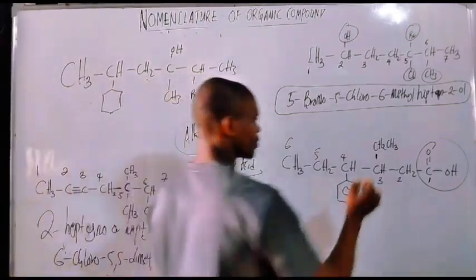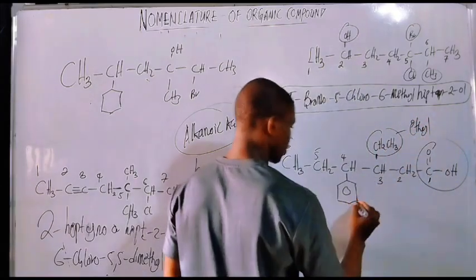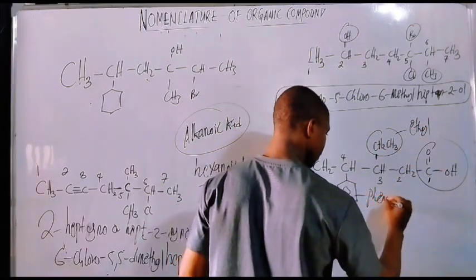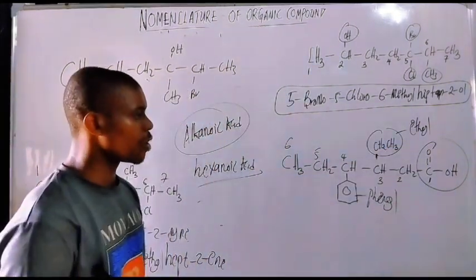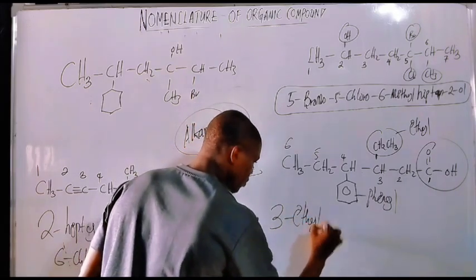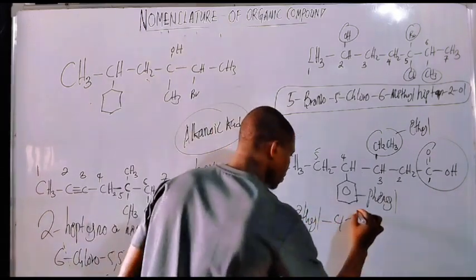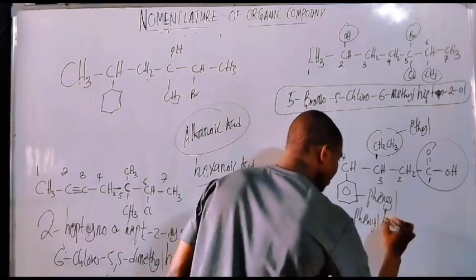So here we have ethyl. Here we have phenyl. So we're going to have 3-ethyl, 4-phenyl, hexanoic acid.